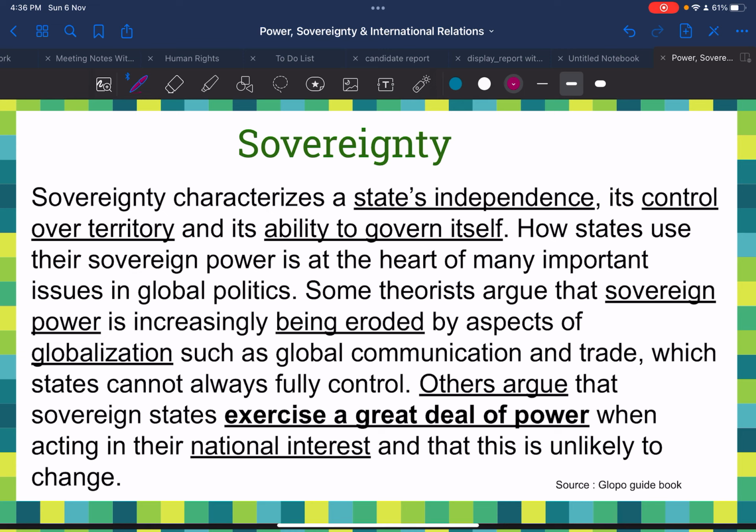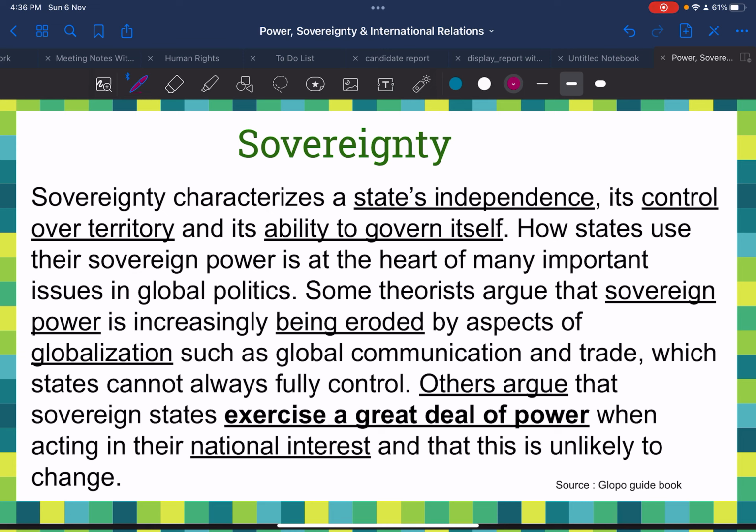A country may have population, border, government, but may not have sovereignty. That means the country is not considered a sovereign independent nation. For example, Palestine. Palestine has all the three things which I mentioned, but it does not have sovereignty.